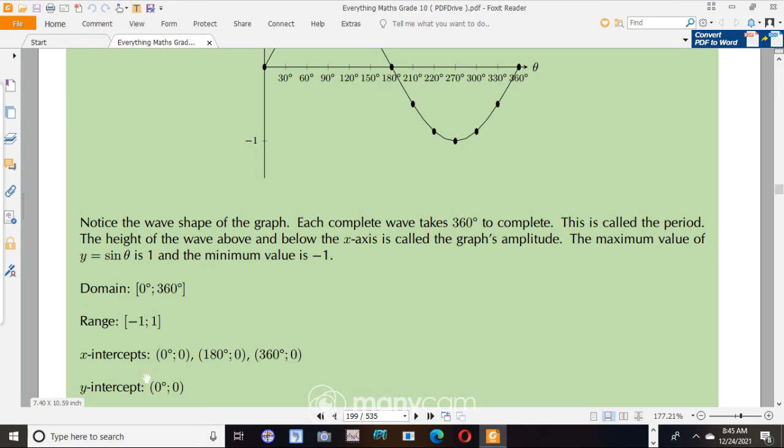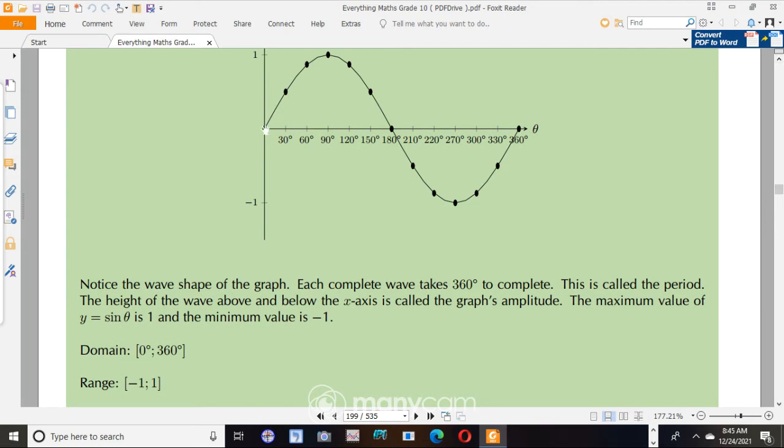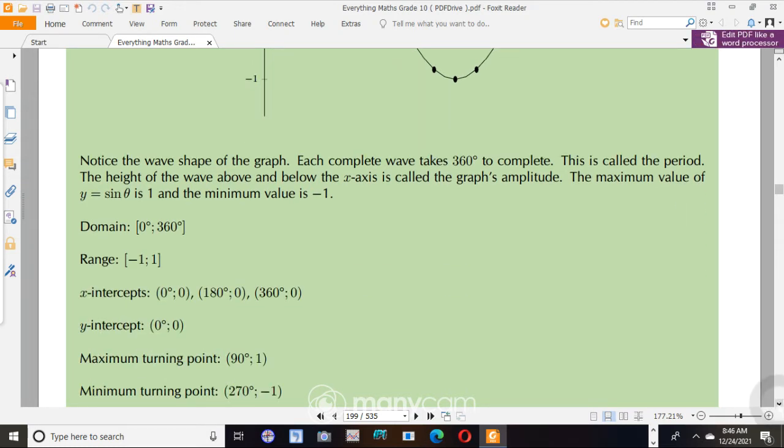The x-intercept. Where is the x-intercept? The x-intercepts are here: 0 and 0, 180 and 0, 360 and 0. The first value is the x value, the degree, and the second value is the y value, which is 0 at these points, at the x-intercept. At an x-intercept the y value is 0.